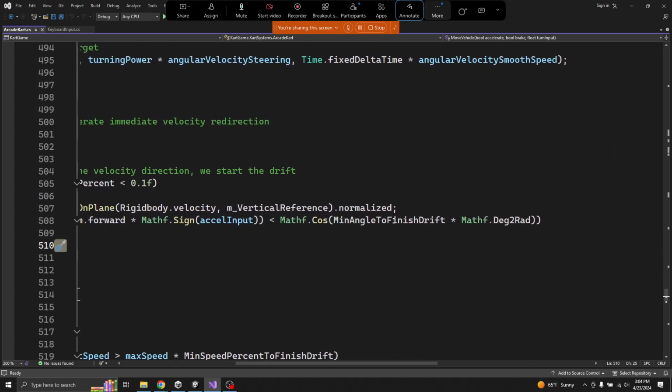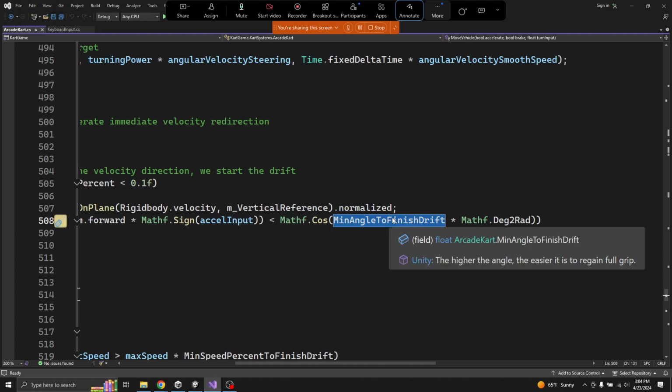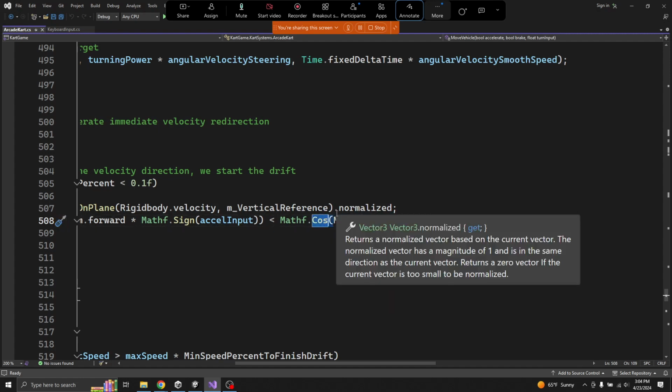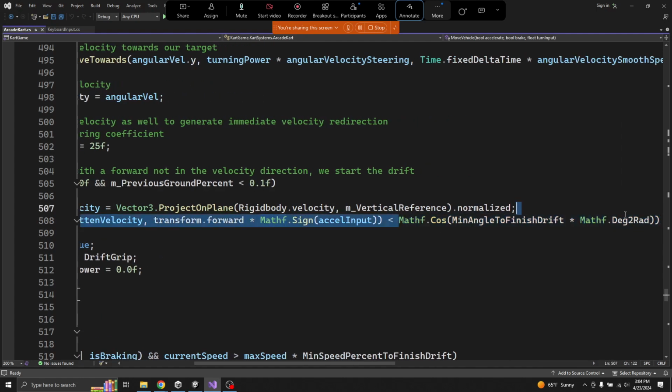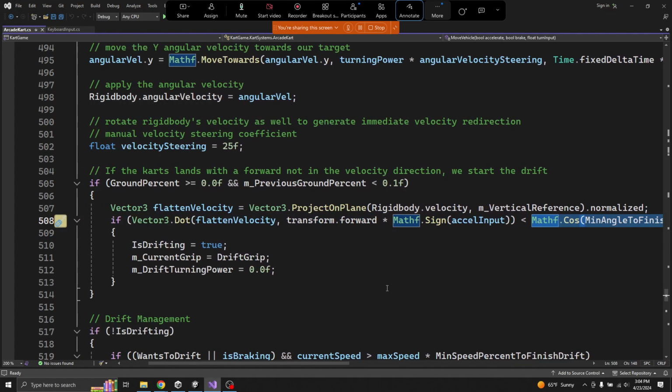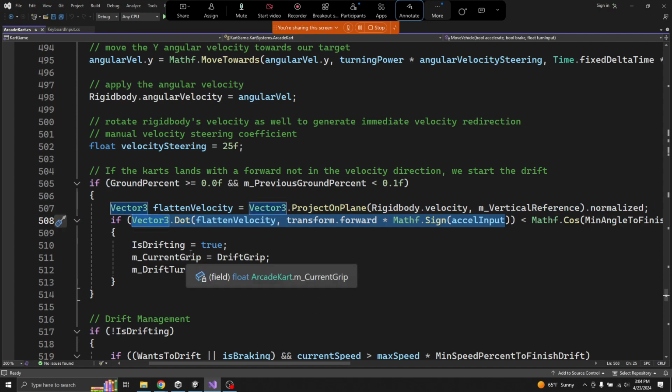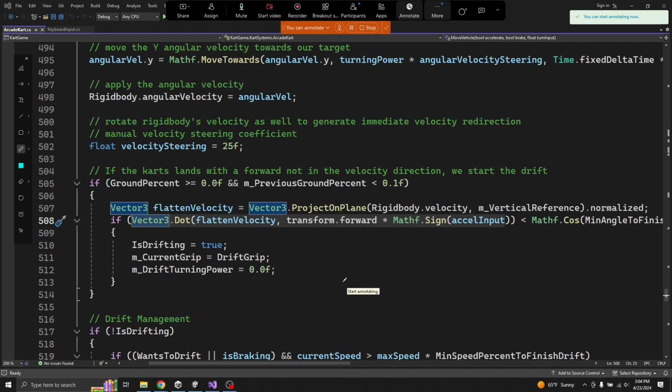So if the cosine of the angle, this is a small angle, remember, so 10 degrees. So this cosine is going to be large because this is dealing with the x. So this might be something like 0.9 all the time. So this is saying, okay, if this thing ever evaluates to less than 0.9, then we're going to be drifting. And the dot gets less than 0.9 whenever the two arrows are not pretty much lined up.